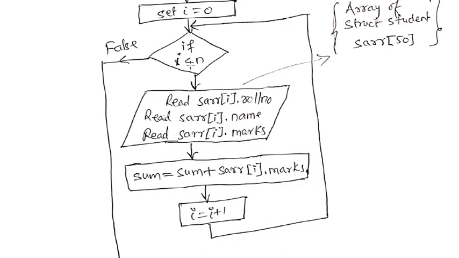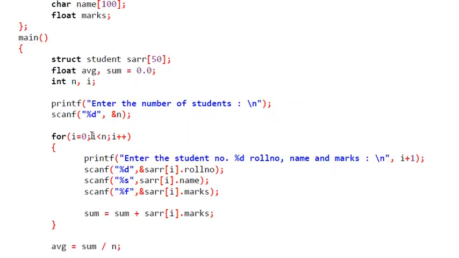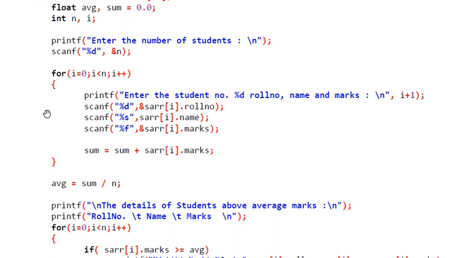Once it becomes 10, less than or equal to this n, this condition is false. That means we have read all the students. If the condition is false, we go with the calculation. So we will calculate the average. Once we are done with all the students, when the I value becomes n, the condition is false, and it will come here.